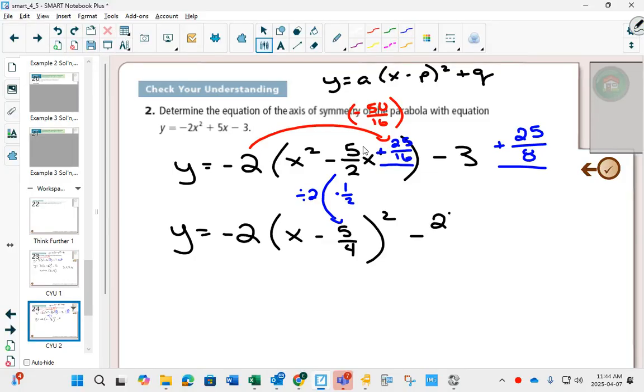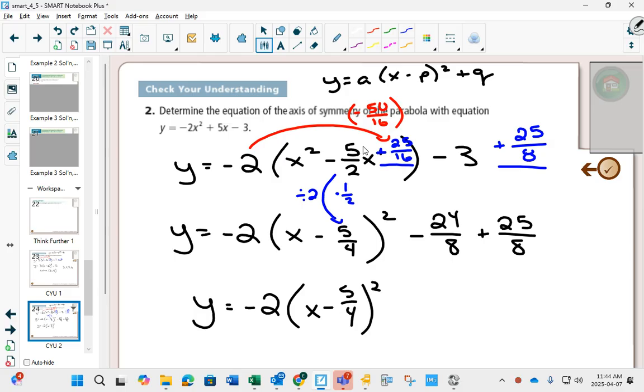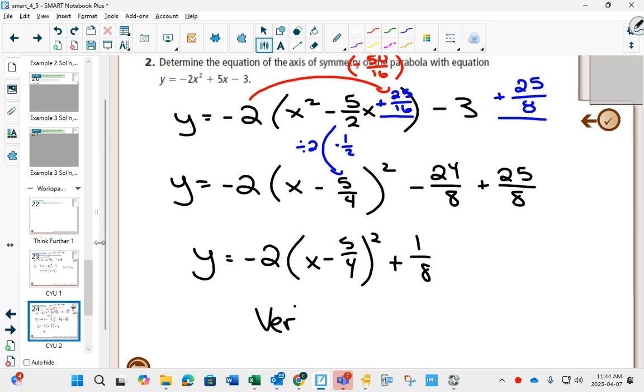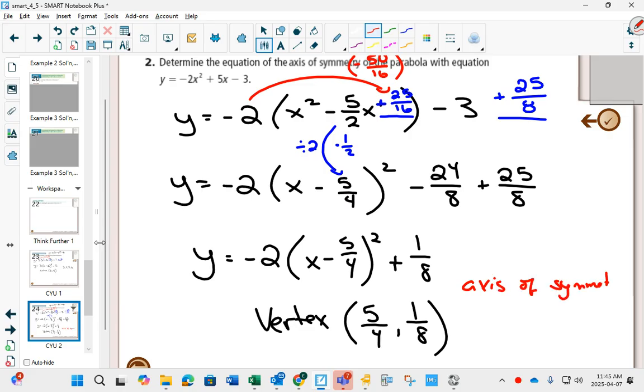Again, how do you add fractions? I'm going to take an extra step here and change 3 to a common denominator here. Add those together, I get plus 1/8. And so my vertex is 5/4, 1/8, which means my axis of symmetry, and an axis of symmetry is always an equation, x equals 5/4.